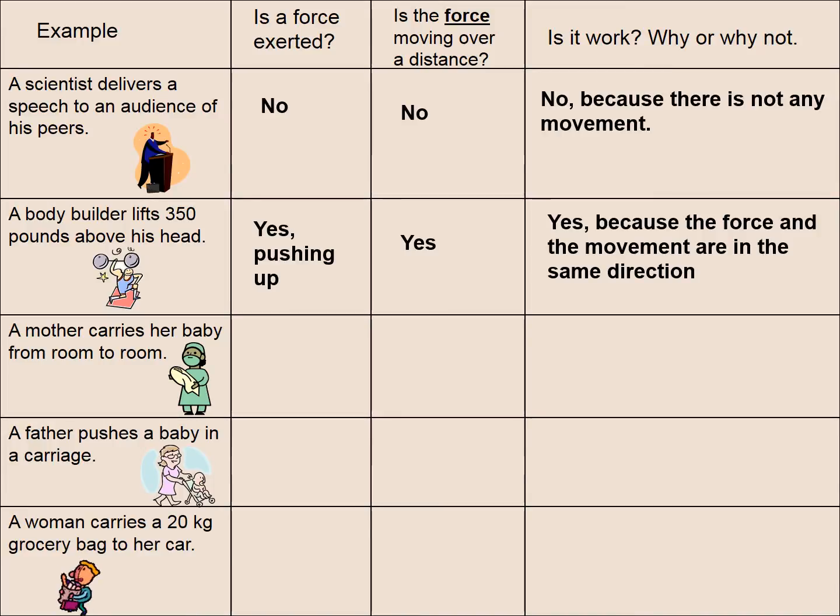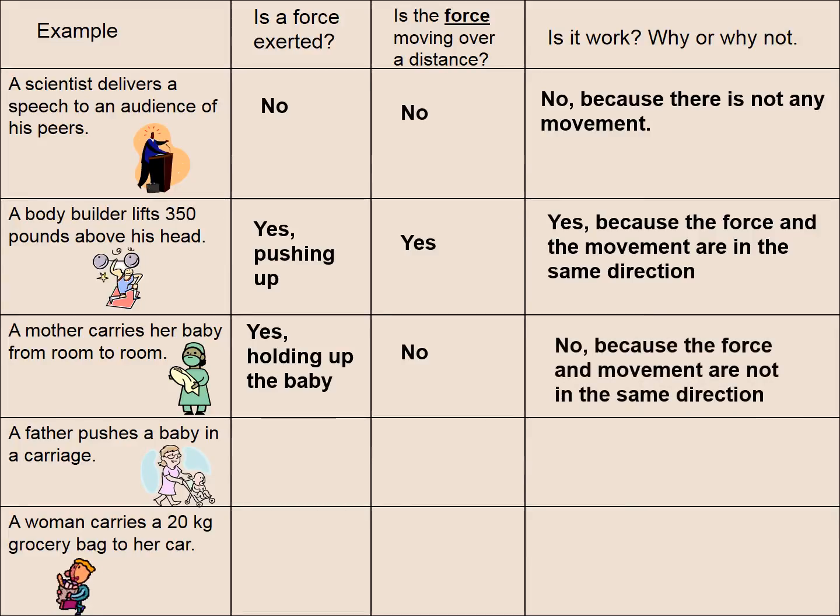Here's where it gets tricky. If we have a mother carrying her baby from room to room, is there a force? Yes, she's holding the baby up. The baby's not on the ground. She's not pushing it along the ground. She's holding it up in her arms. If her arms weren't there, the baby would fall. So there is an upward force on the baby. But which way is the baby moving? So that force isn't being moved over a distance. The baby's moving left or right, whereas the force is up. So they're not in the same direction. So therefore, it is not work because they're not in the same direction.